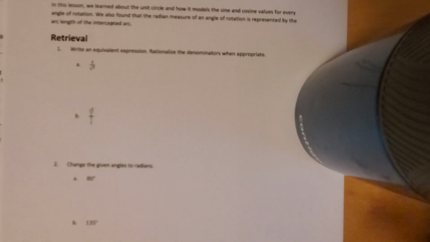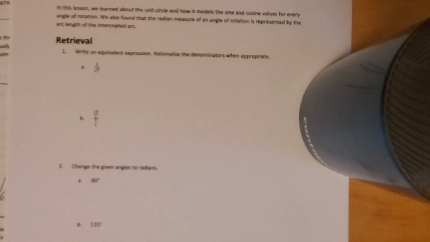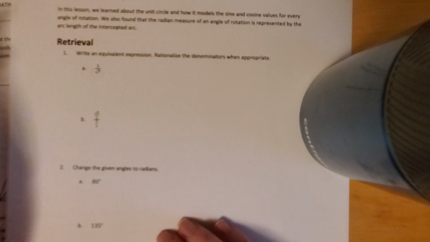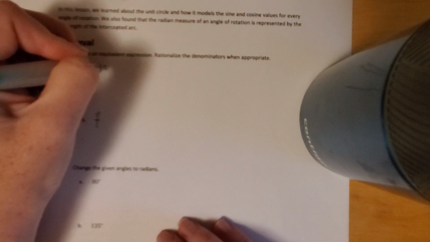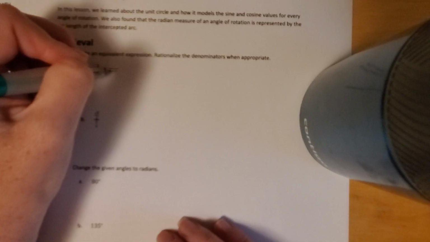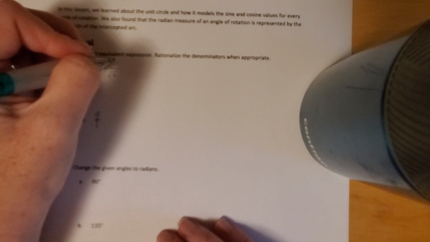Okay, so then the retrieval is asking us to write equivalent expressions by rationalizing the denominator when appropriate. So we don't leave radicals in our denominator. You should have learned that in some course in the past. So to rationalize a denominator, because it's a square root, we need 2 of a kind or a perfect square. So if we multiply the 7 by 7 again, we have 7 squared. So we get rid of the radical.